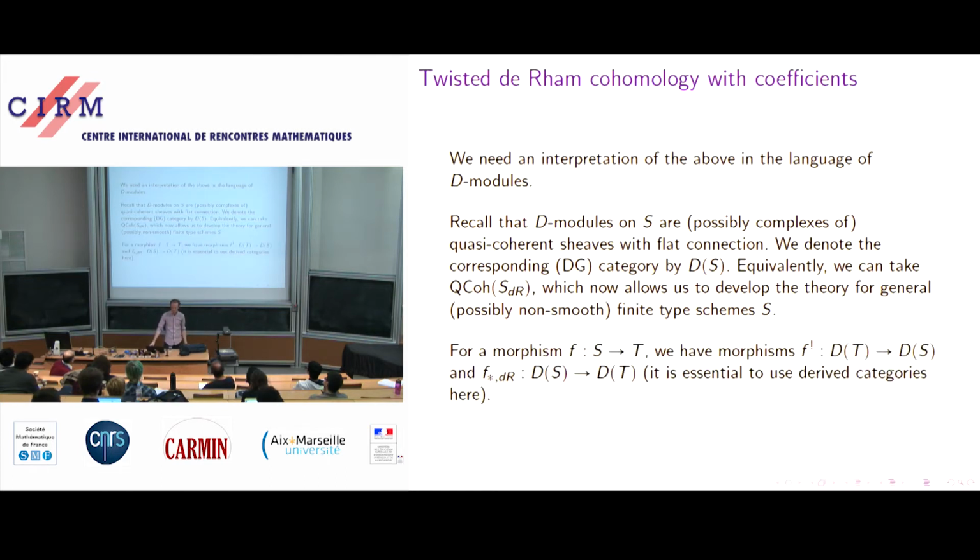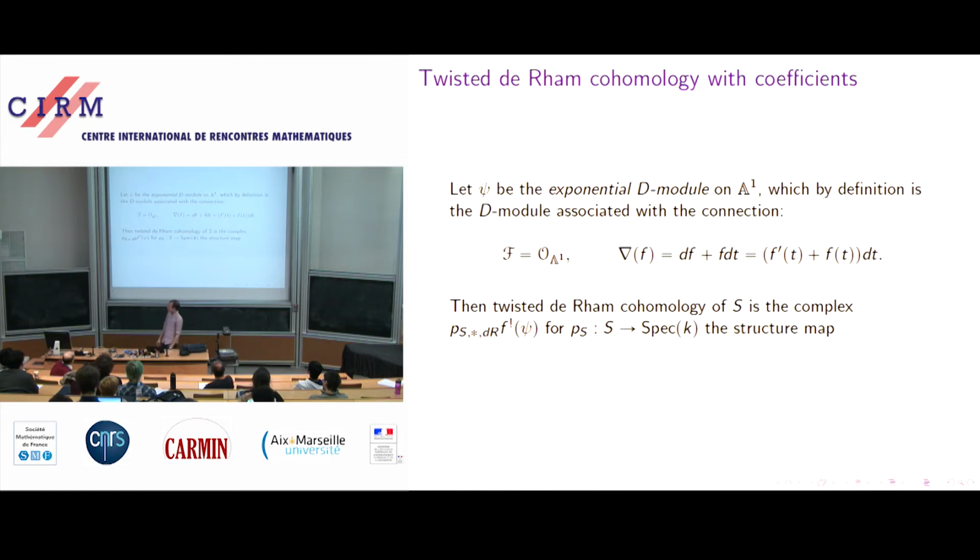And just a reminder that if you have a map from S to T, then you have these two functors, f upper shriek and f lower star de Rham, and all I'll really need is the existence of these functors for the purposes of this talk. Well, in some sense, for how to compute them in nice situations. So now let C be the exponential D module on A1.